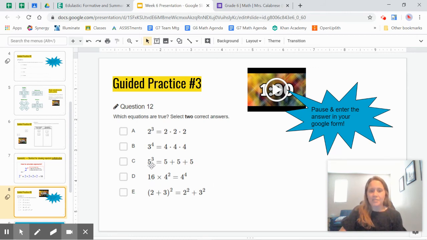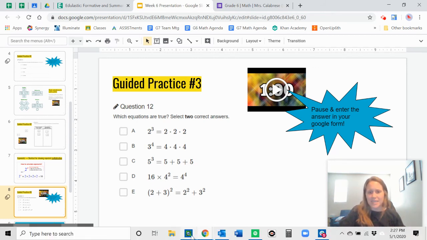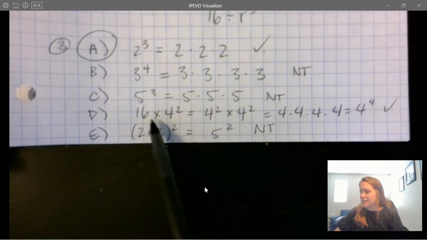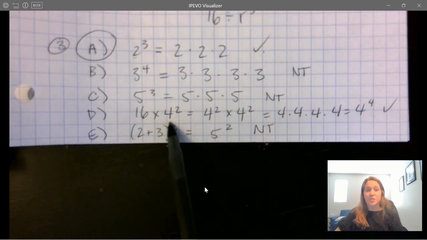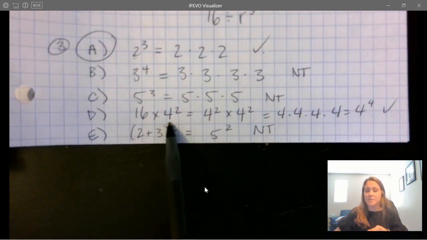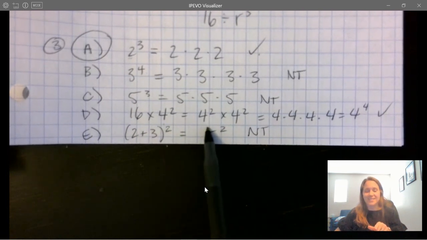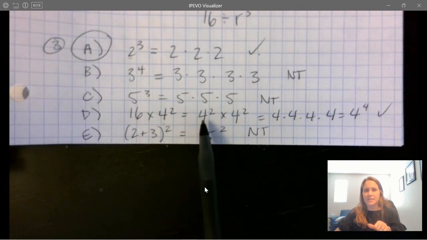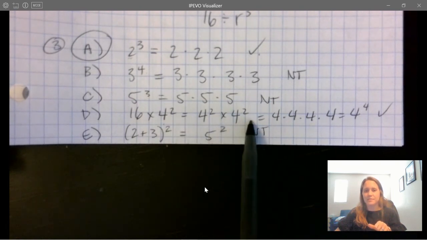Okay. I love looking at answer choice D. It says 16 times 4 squared equals 4 to the 4th power. Let me walk you through what I was thinking about this one. I wish I could see what you were thinking. I knew that 16 and 4 have a special relationship. You remember that 4 times 4 is 16. So 4 times 4 is also 4 squared. So I know that 16 times 4 squared is the same as 4 squared times 4 squared.